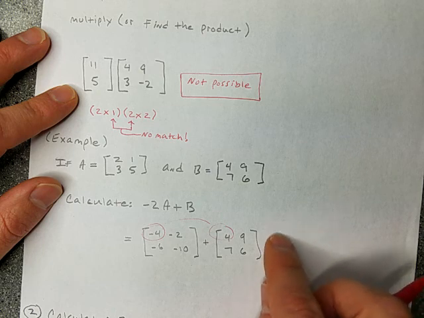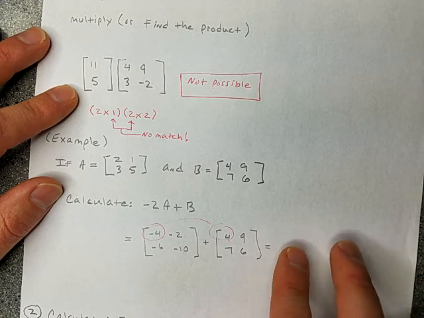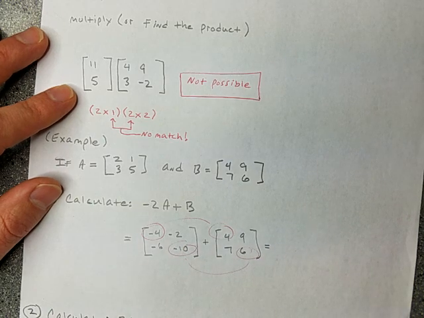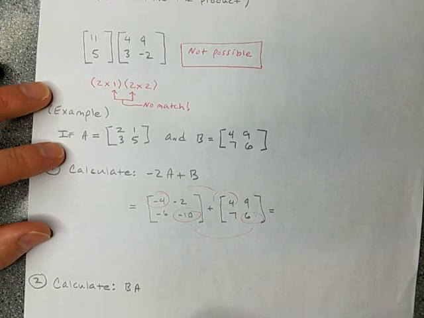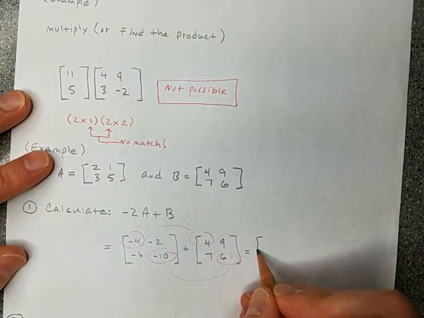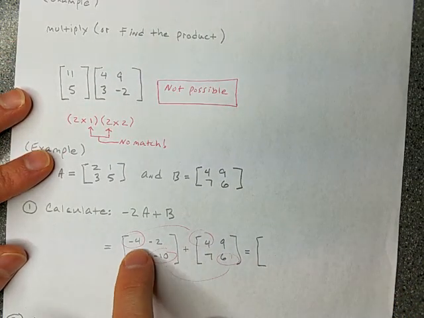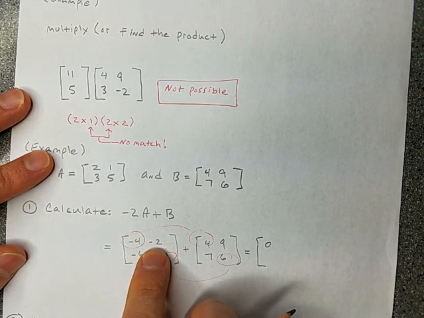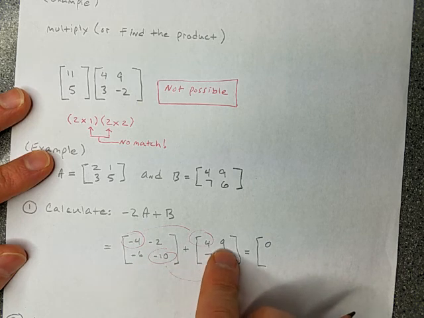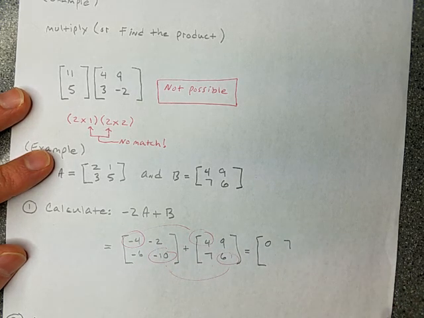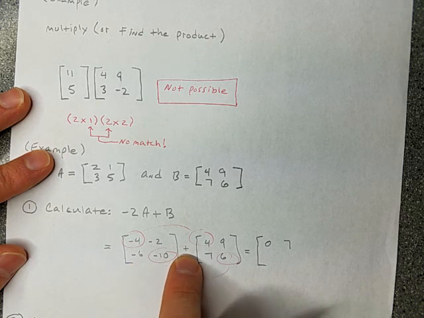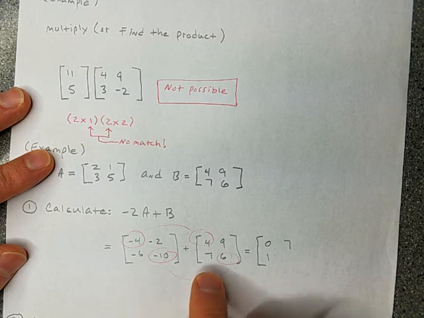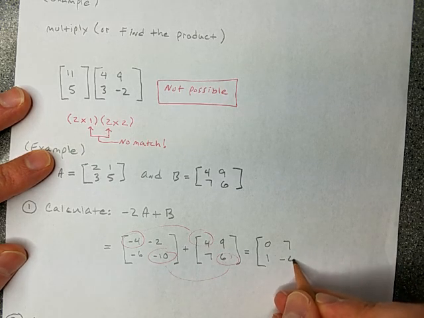And I'm going to get a matrix of the same order back. It will be 2 rows, 2 columns. I'll do -10 plus 6. You see that? It's a fairly easy pattern, at least compared to multiplying the matrices. So let's do that. -4 plus 4, that will be 0. -2 plus 9, that's going to be 7. -6 plus 7, that's going to be 1. -10 plus 6, that'll be -4.